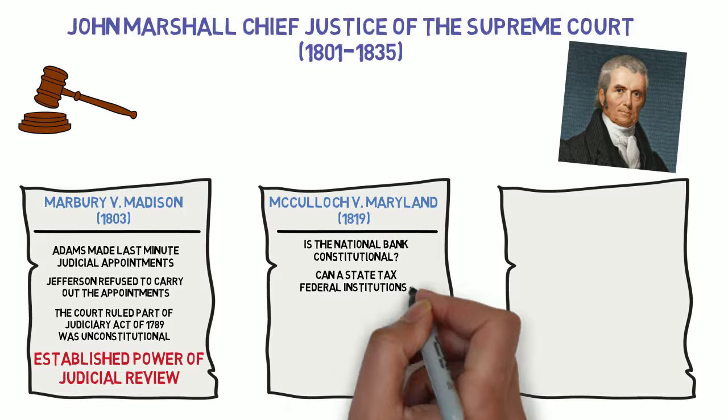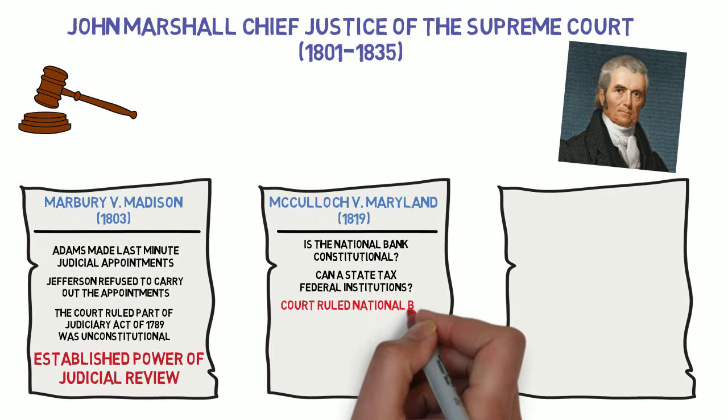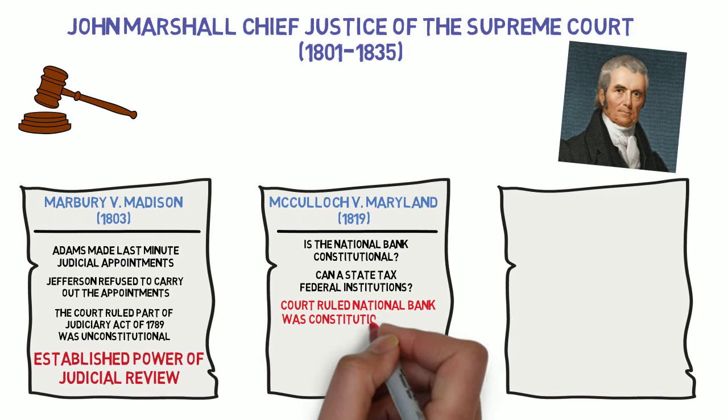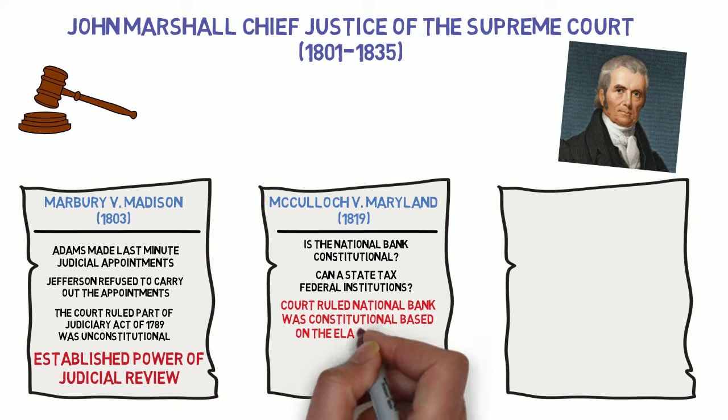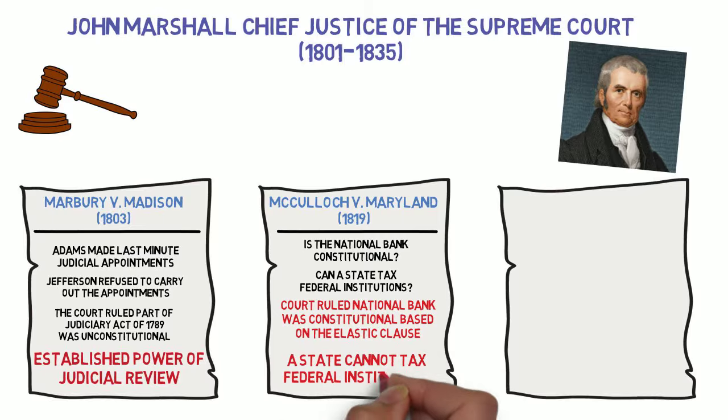The decision of the Supreme Court in this case had two important components to it. First, the court ruled that under the Necessary and Proper Clause, aka the Elastic Clause, the federal government did have the implied powers to establish a national bank. Secondly, although the states did have the power to tax, they could not interfere with instruments of the federal government. This decision reinforced the supremacy of the federal government over the state.